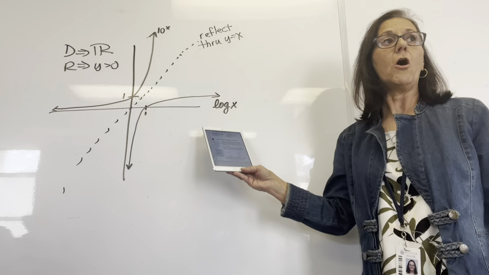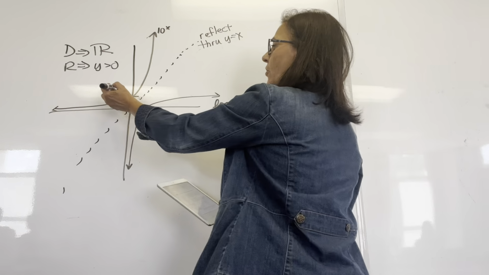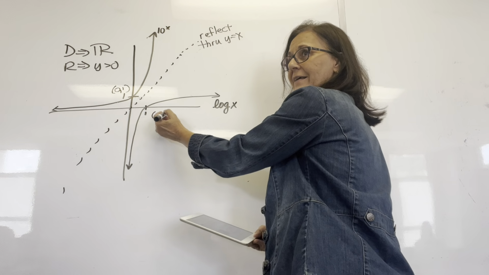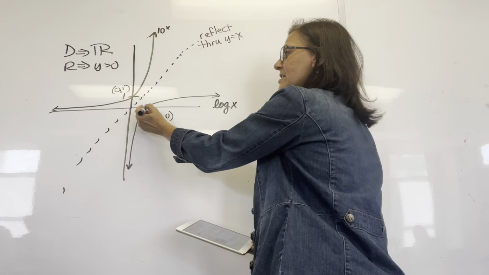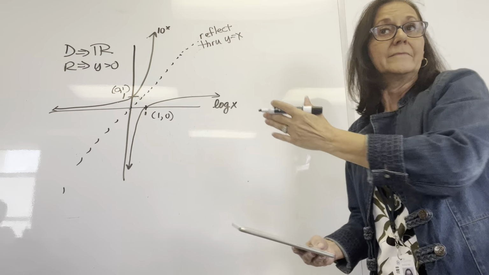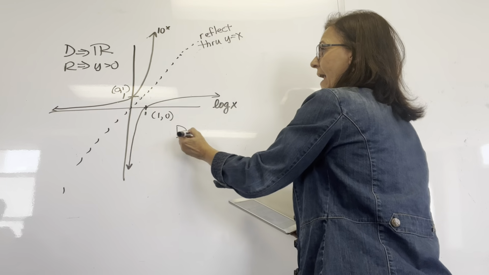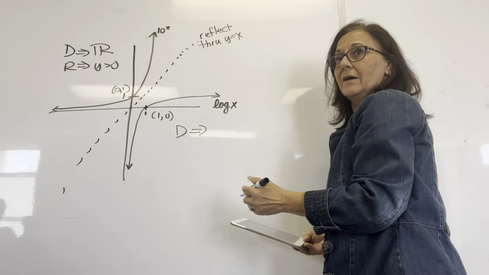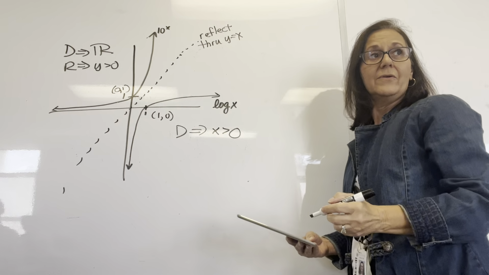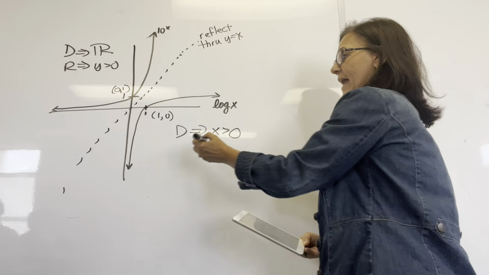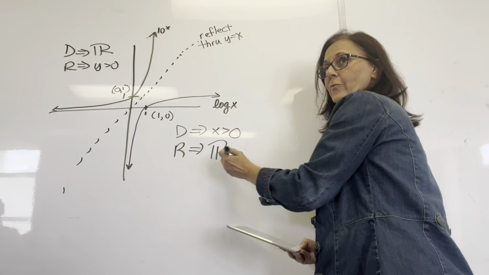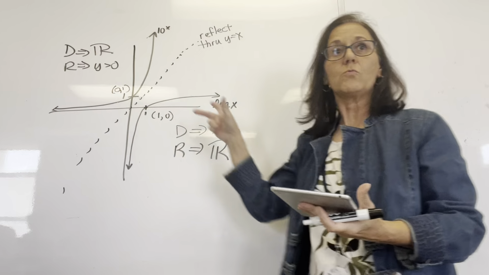Look what happens to the log function. Instead of going through 0, 1, it goes through 1, 0. And this is the point we're transforming up, down, left, and right. And its domain is what? Only x greater than 0. And its range is all real. See how they swap? They swap.